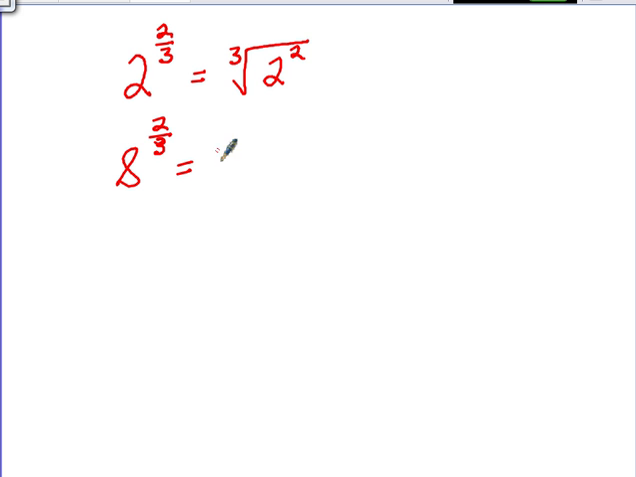This would be the 3rd root of 8. And then raise to the 2nd power. And I don't care if you put the 2 inside, outside, I don't care about the 2. First step, 3rd root of 8 is 2. And 2 to the 2nd power is 4.